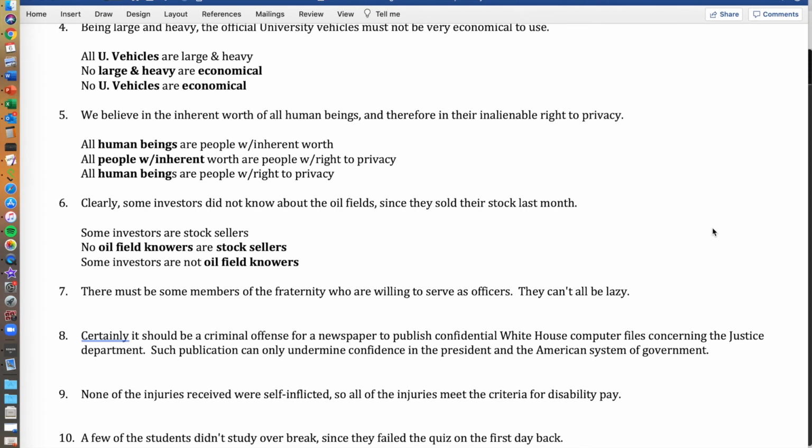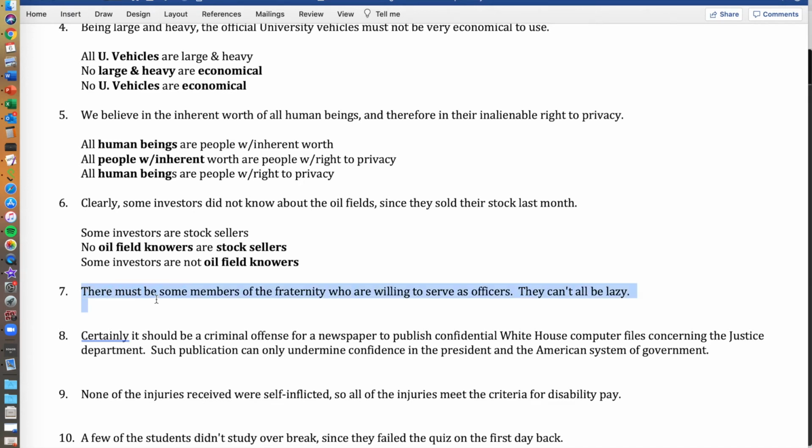So now we move to number 7. There must be some members of the fraternity who are willing to serve as officers. They can't all be lazy. So in this case, we don't have a clear argument indicator, but we do have the must be, and that sometimes tells us that this is a speculative claim or conclusion.